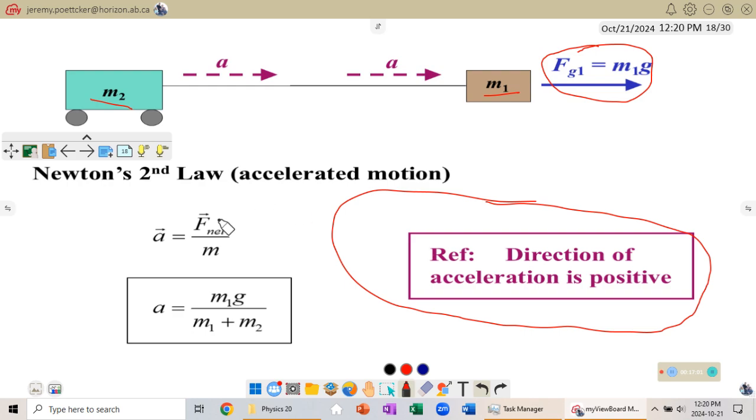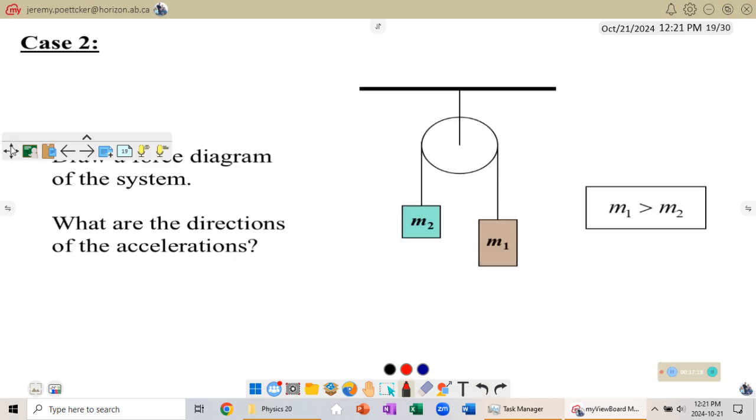So our force is just m1g. So this is our applied force, which is the net force, the only force acting on this system, because we haven't said anything about friction or resistance. And it's acting on the whole system, which is mass 1 plus mass 2. All right. Force diagram on this, given that m1 is greater than m2.